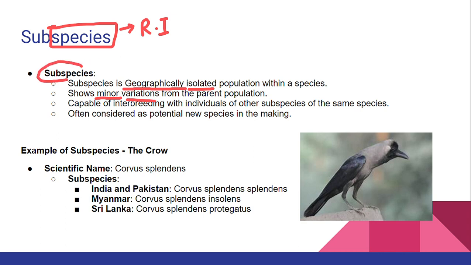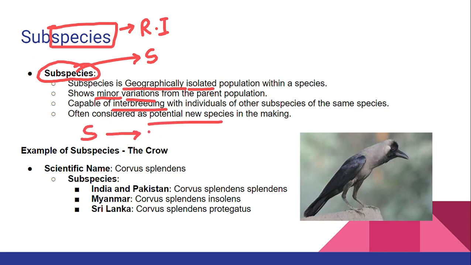Obviously, why minor variation? Variation is there, that's why we are calling them under the subspecies, correct? Now if more variation is there, then this subspecies will change into another new species, right? So only minor variation is present. Capable of interbreeding, obviously they are subspecies, they have not turned into another new species, so they will be able to interbreed with each other.